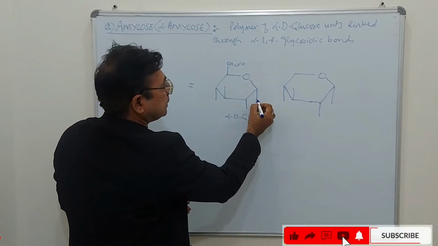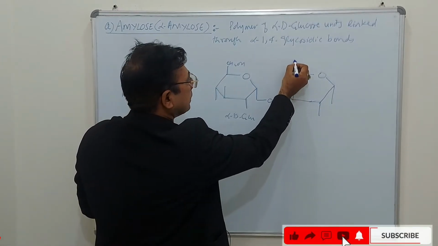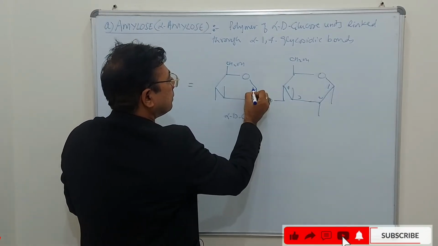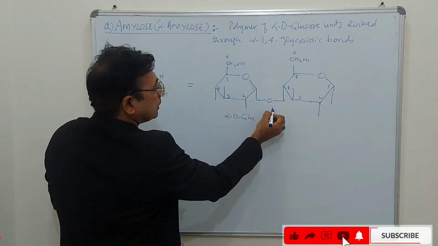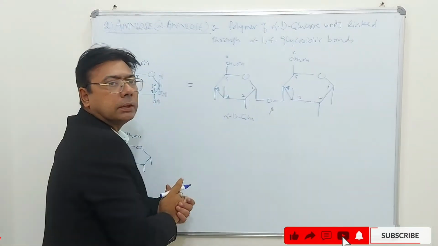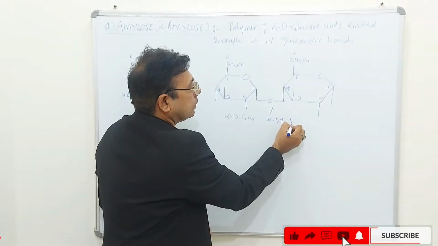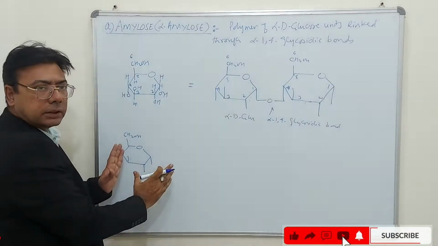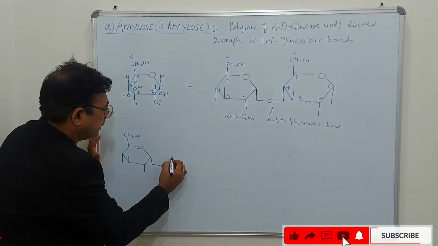So here it is OH, here it is OH, and when you link these two, then water is removed. So this position is 1, 2, 3, 4, and 1, 2, 3, 4, 5, 6. So this bond is formed between one position of this glucose and fourth position of this glucose. So this is alpha 1,4 glycosidic bond.